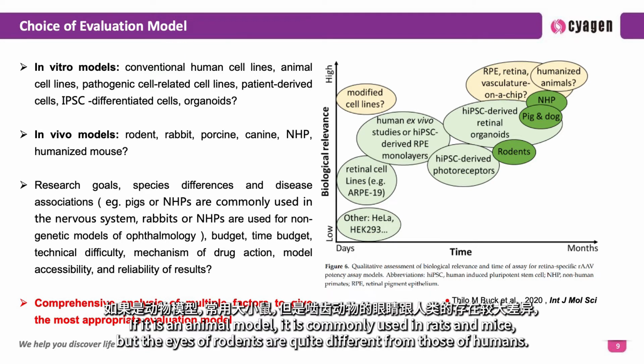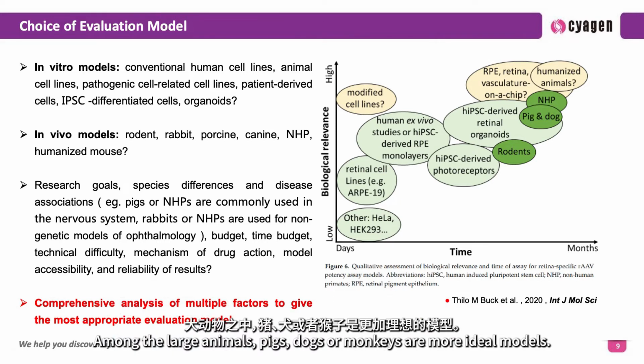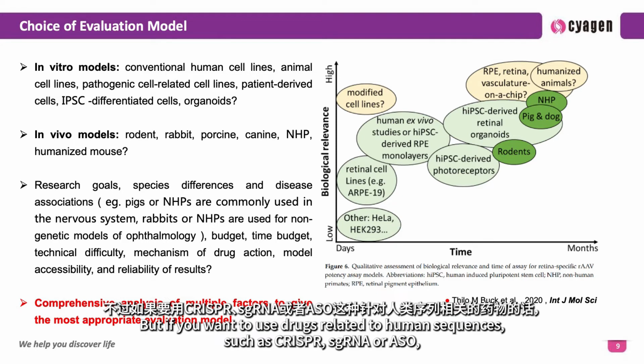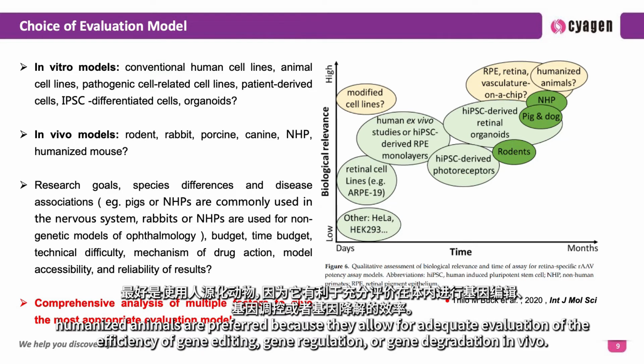If it is an animal model, it is commonly used in rats and mice, but the eyes of rodents are quite different from those of humans. Among the large animals, pigs, dogs or monkeys are more ideal models. But if you want to use drugs related to human sequences, such as CRISPR, sgRNA or ASO, humanized animals are preferred because they allow for adequate evaluation of the efficiency of gene editing, gene regulation, or gene degradation in vivo.